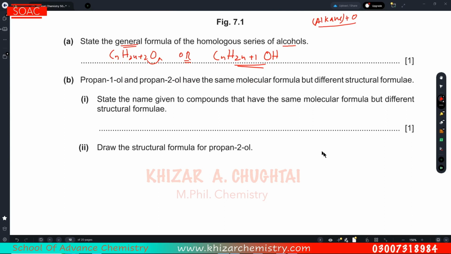Come towards propan-1-ol and propan-2-ol: they have the same molecular formula but different structural formulae. State the name given to compounds that have the same molecular formula but different structural formulae. These sorts of compounds are said to be isomers of each other. So the basic name is isomers or structural isomers.